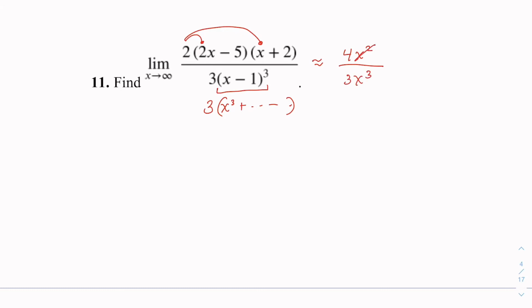Notice upon canceling, we're left with an x in the denominator. That means the bottom is going to be growing as x approaches infinity. So our final answer will be 0.